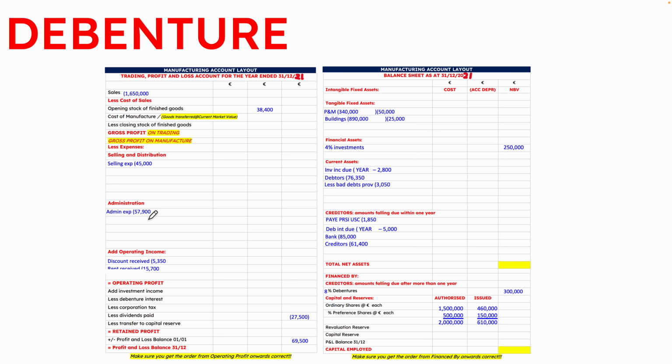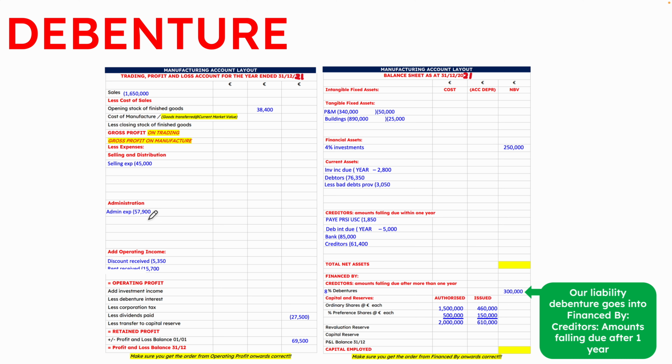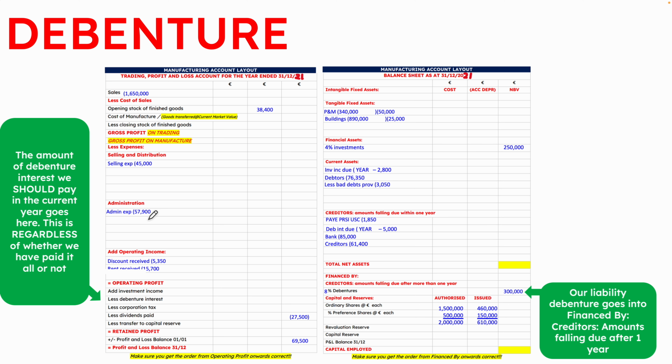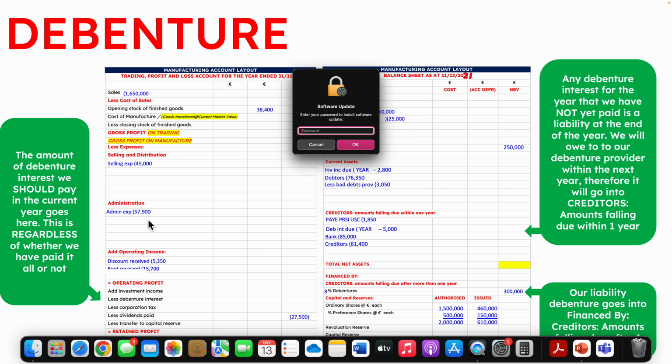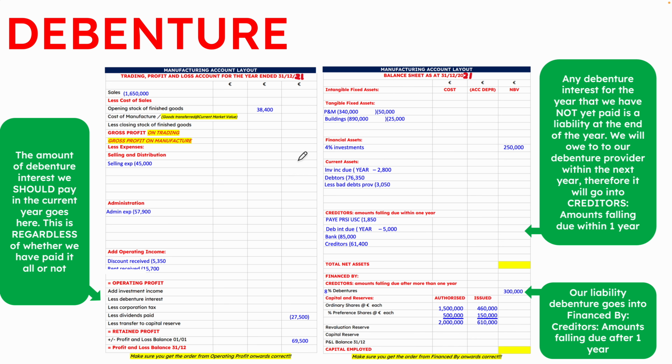With regards to the debentures, the debenture loan itself will go into the finance under creditors plus 1 year. The debenture interest for the year that needs to be charged is going to go into the trading profit and loss account. Okay, and that's just how much is to be charged for that current year. And then any debenture interest due will go into the creditors minus 1 year. So anything that we are due to pay at the end of the year goes into creditors minus 1 year.